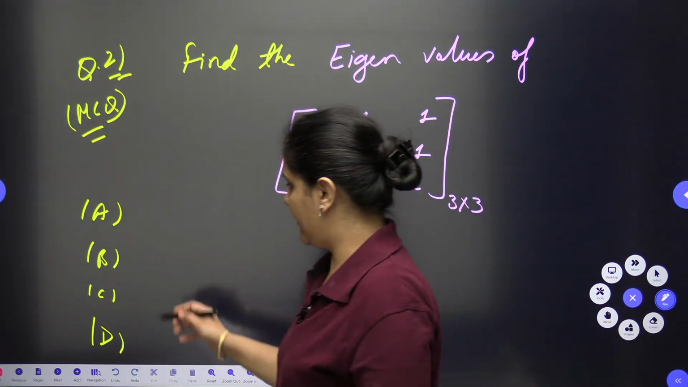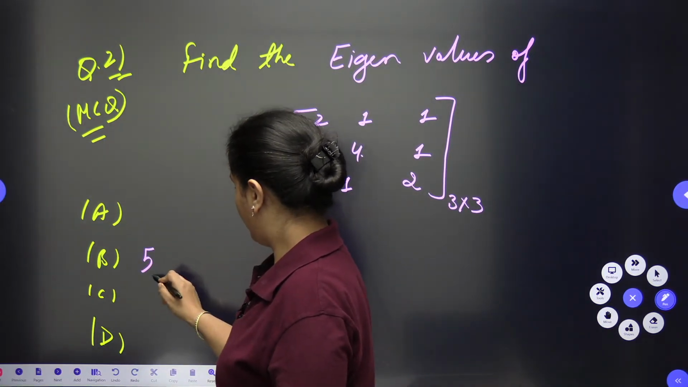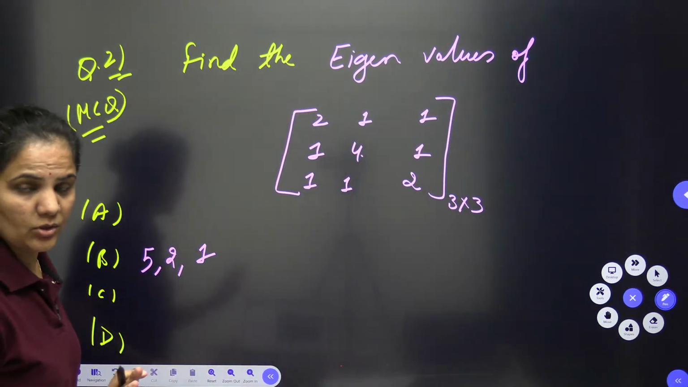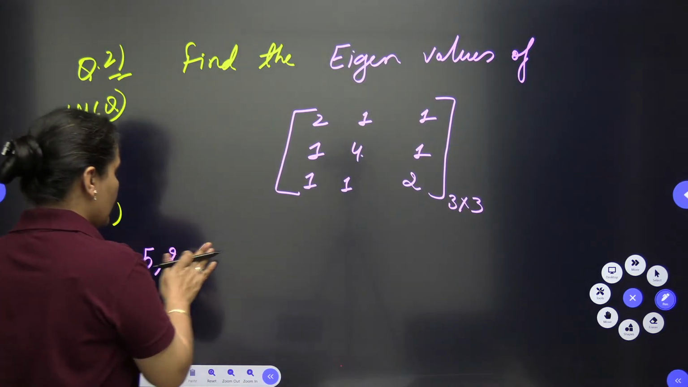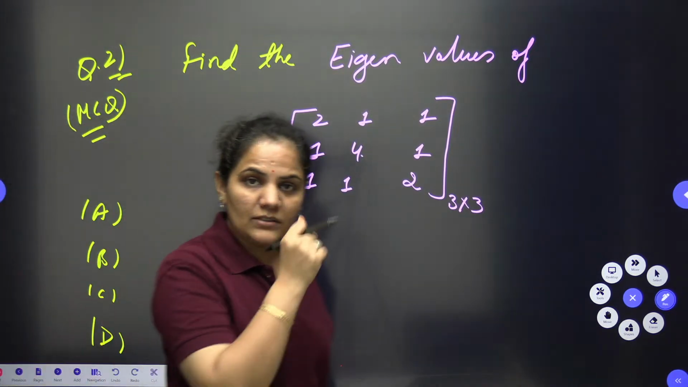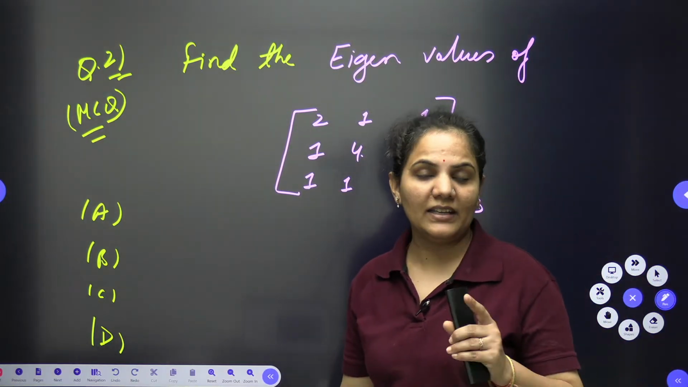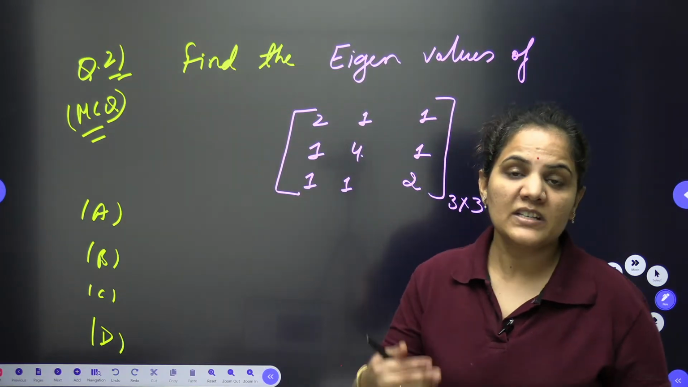So here we can see the options are available. When the options are available, one of the options is given to us as 5, 2 and 1. Okay, and the remaining options I'm not sure about, but I'm writing this one. So we know very well, if the options are not there, then we need to solve this by the characteristic equation. But whenever the options are available in eigenvalues and eigenvectors, we can directly solve the question by the sum and product.